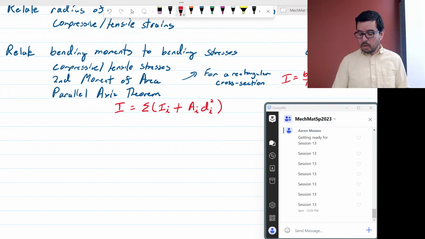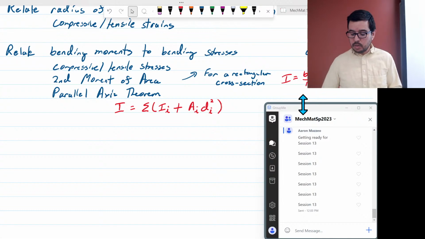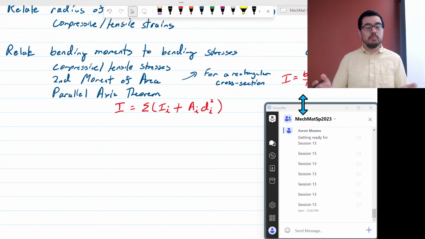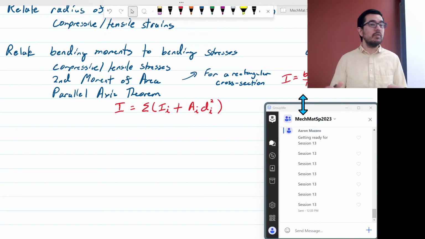What's the B? Oh, over here? For this one? Yeah, this is the width. B is the base or the width of the beam. H is the thickness of the beam. And one thing to keep in mind is that I is going to have units of length to the fourth. So you're going to see a lot of meters to the fourth when you do these problems.